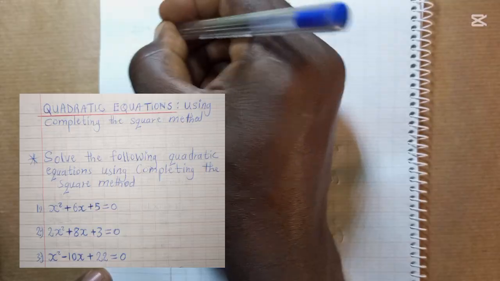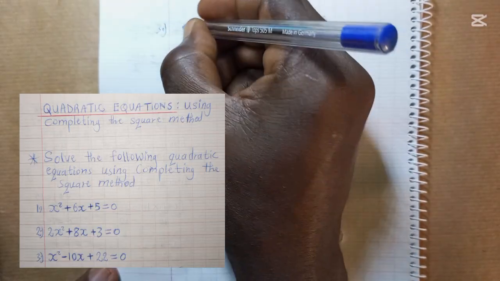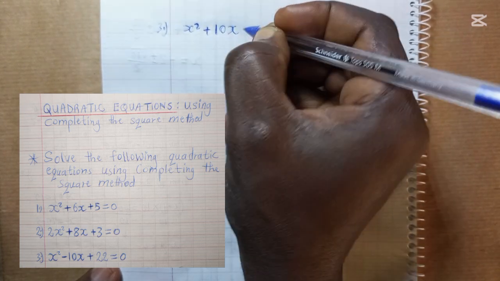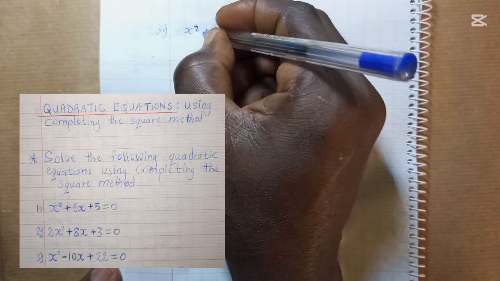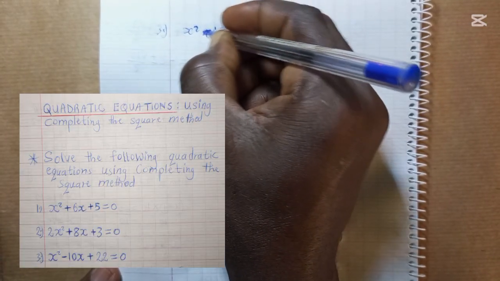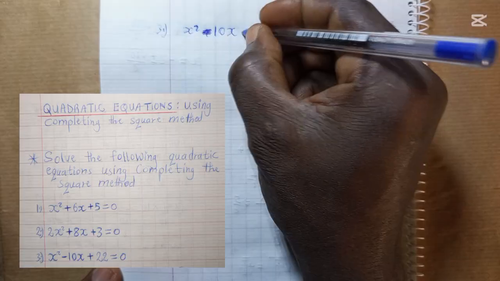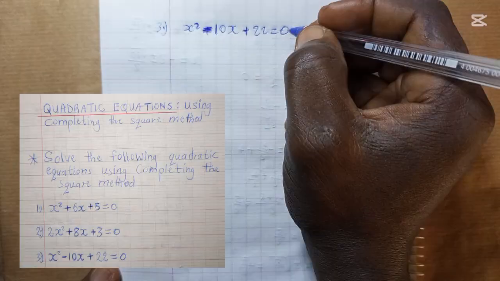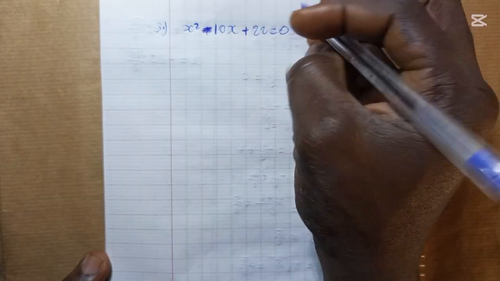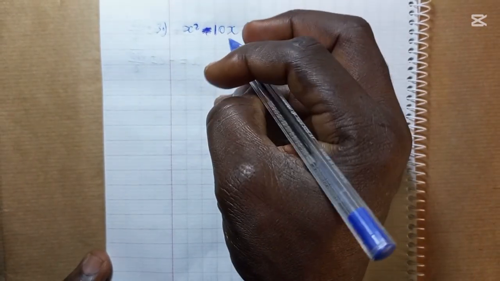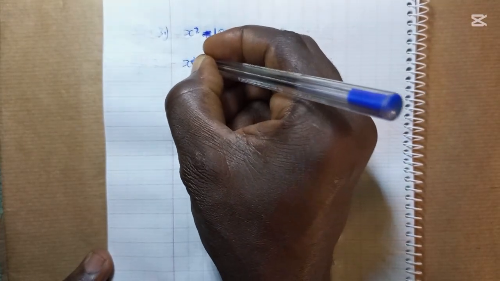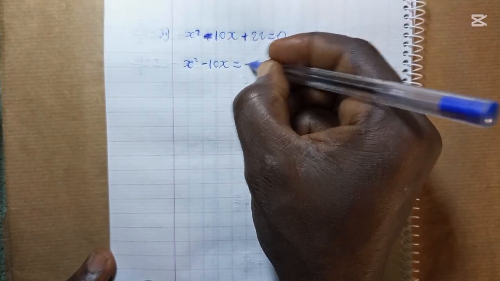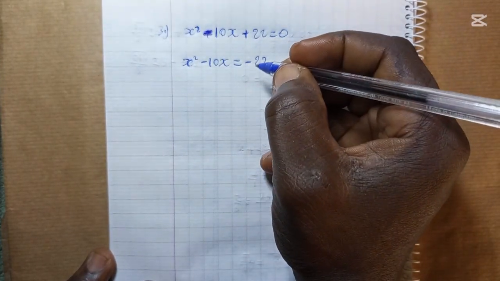And finally, number 3, we have the equation x squared, not plus, minus 10x plus 22 is equal to 0. So our first step is to move the constant to the right hand side of the equation. So we have x squared minus 10x is equal to minus 22.